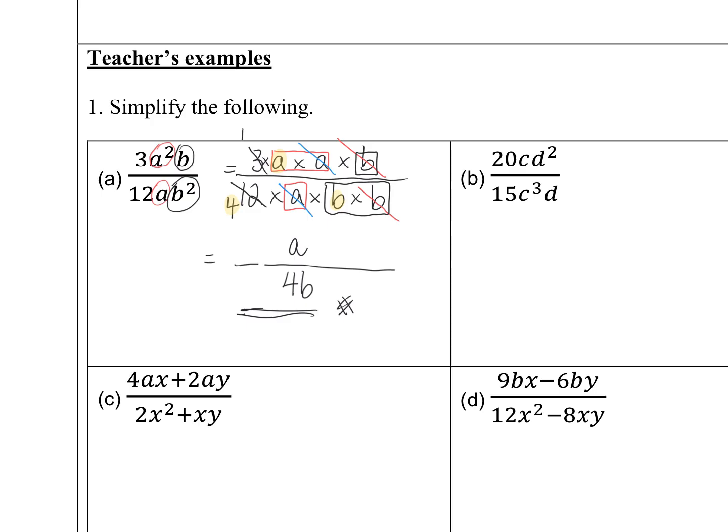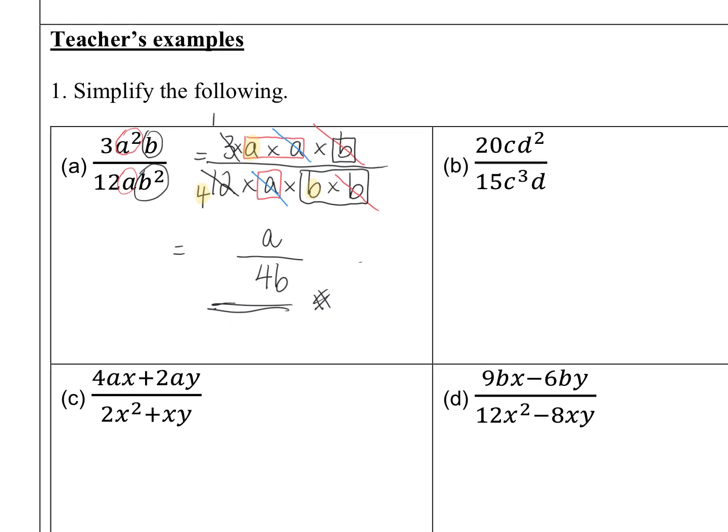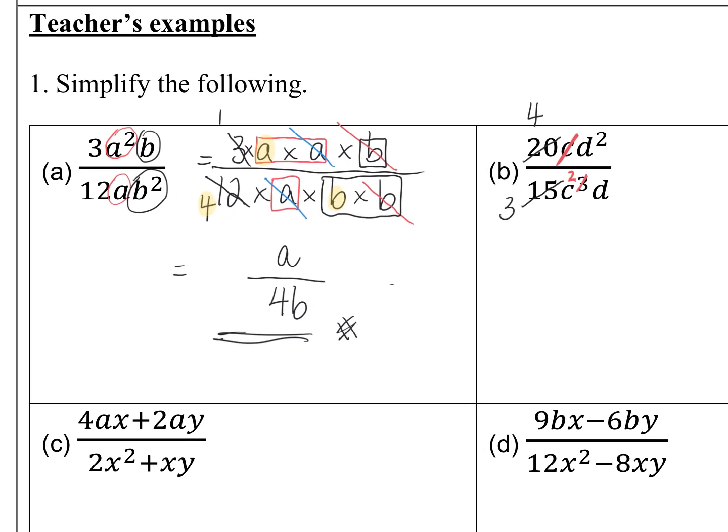Okay, so it's just crossing out things that I have in common in the numerator and denominator. So now let's look at b. What is the thing that I have in common between 20 and 15? 5. Okay, so I divide by 5, left 4. Divide by 5, left 3. Okay, what about the c's? I have 1c on top and 3c at the bottom. So I just cross 1 out. Then this one left 2. Okay, I left 2 now.